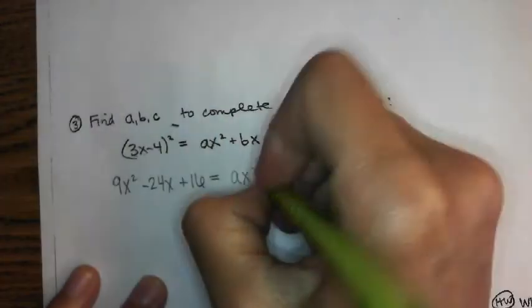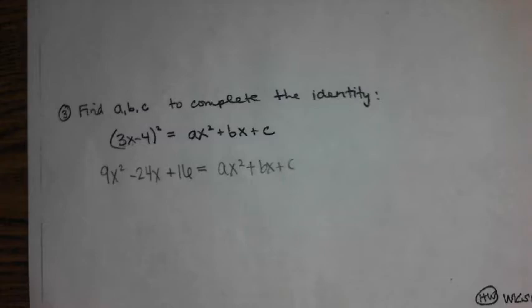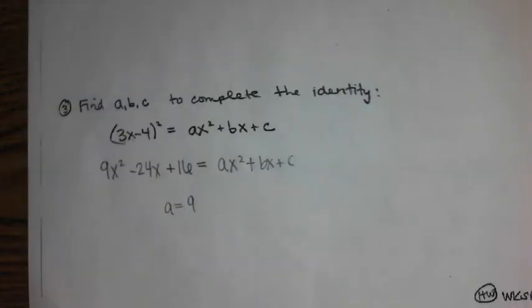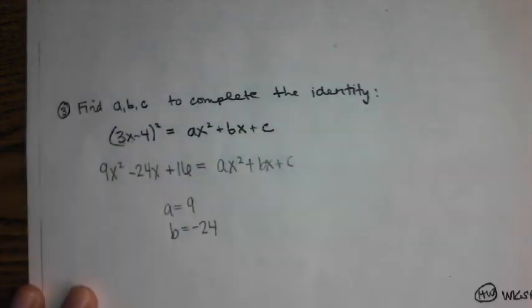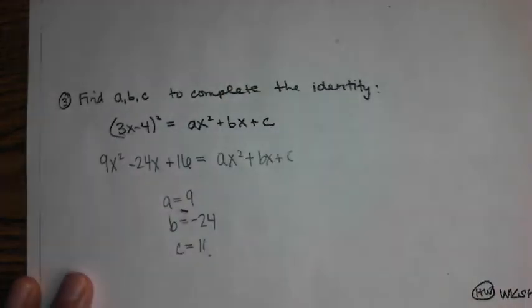We can't really simplify the right. But we're pretty much done. What does A have to be to complete this identity? 9. So A equals 9. What is B? Negative 24. And C is 16. It kind of just exposes itself.